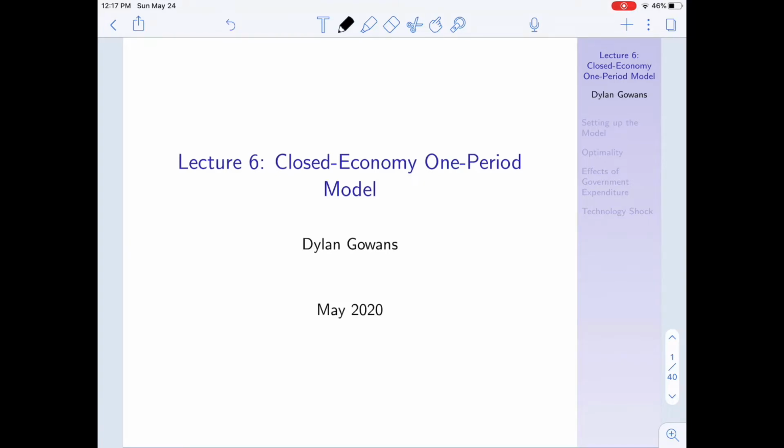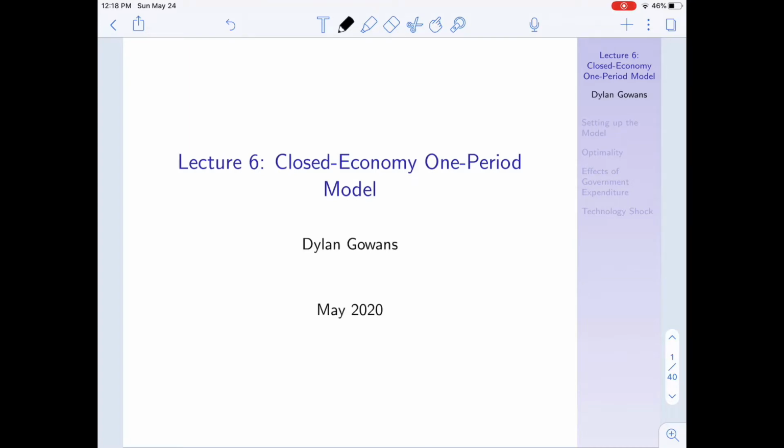So remember that last week we looked at microeconomics. We looked at both the microeconomic theory of the firm and the microeconomic theory of the consumer. And now we're going to take those two pieces and put them together to make our first simple macroeconomic model.